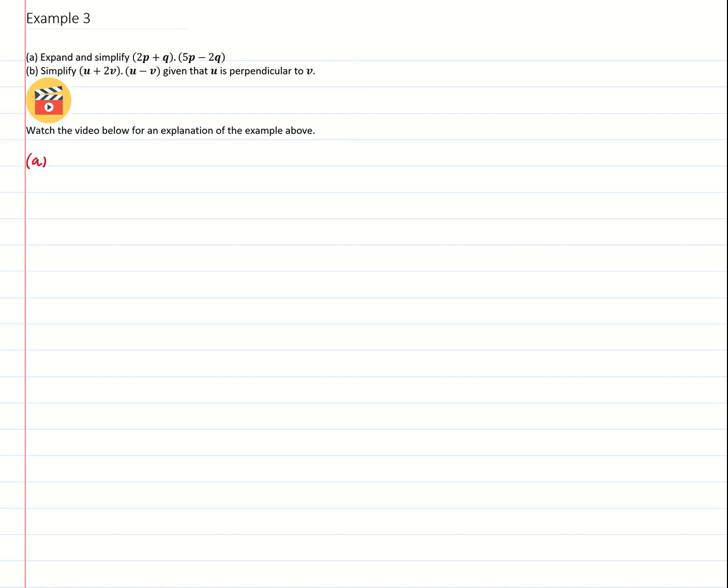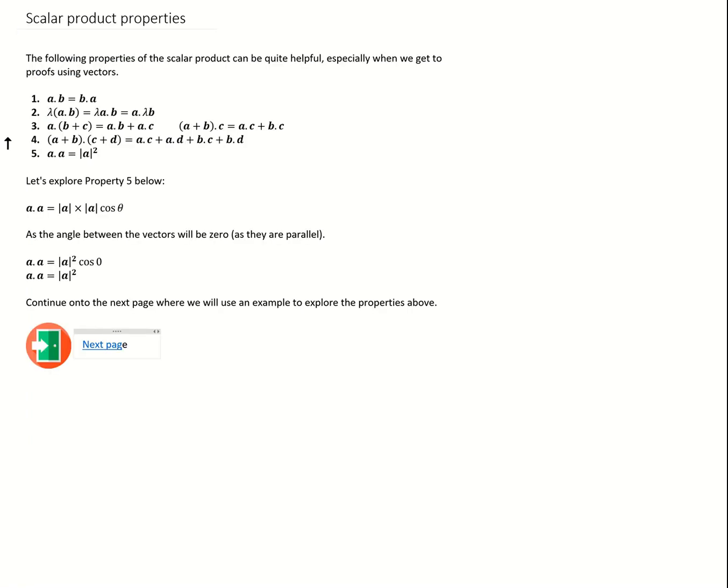So to expand it, the first thing we're going to get is 10 p squared. Now let me talk about this p squared. When we do p with the scalar product of p, if we go back to these vector properties here, the angle between them is 0, so cos 0 just becomes 1, so we've got a dot a in this case. And what we get is the magnitude squared.